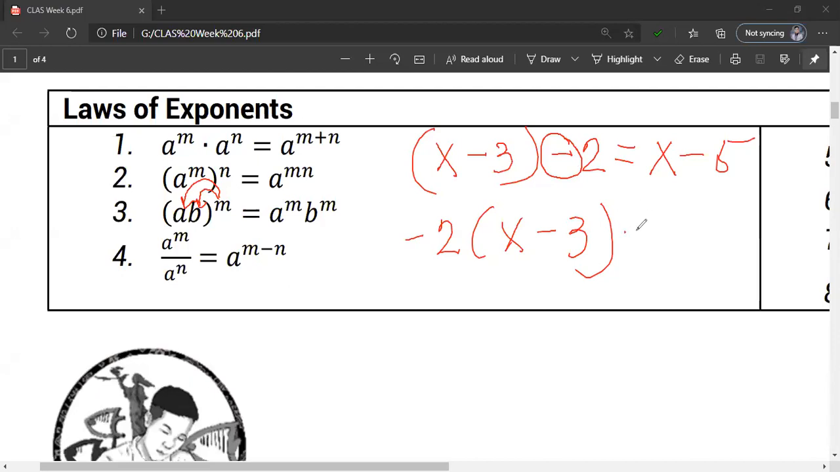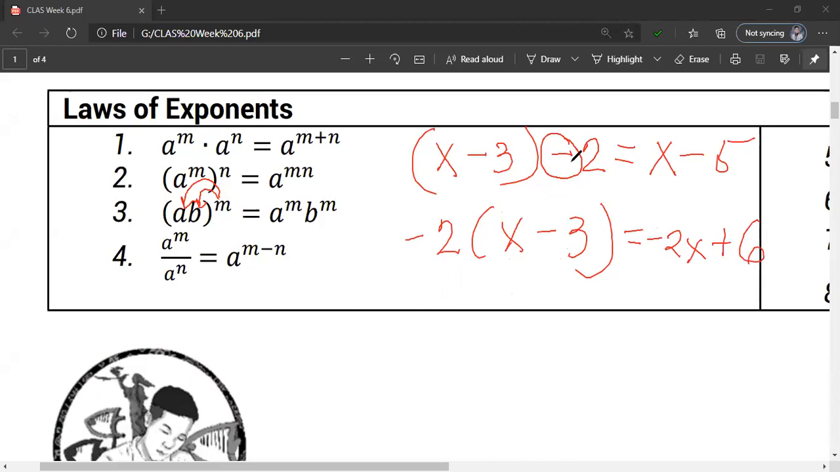Okay? Dito naman sa latter part, so we have negative 2 times x minus 3. Ito yung negative 2x plus 6. Nakita niyo yung kaibahan? Kasi yung iba sa inyo nagkakamali pa dito.